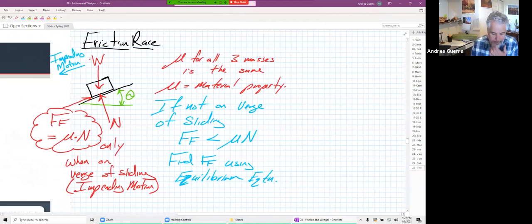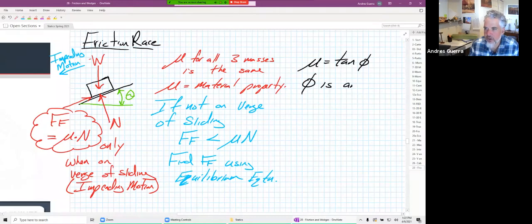Now, I don't think you all have really talked about this in your previous classes, but there's actually a relationship, which was our first learning objective, between what's called the coefficient of friction, or mu, and the friction angle. So mu is equal to the tangent of phi. Phi is the angle at which sliding occurs.